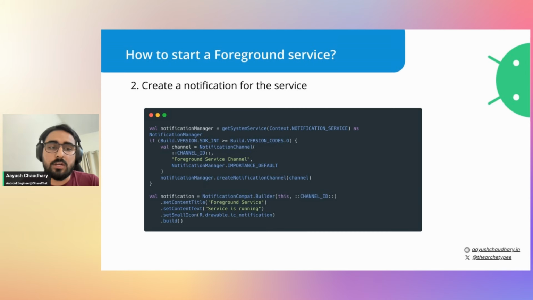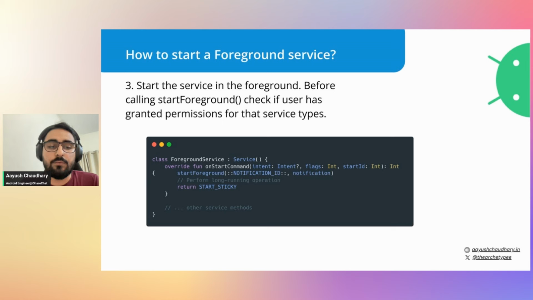Before calling startForeground, make sure the user has granted all the permissions needed for that service type. We will talk about service type later. Remember, if you start a service from the startForegroundService method, you have to call startForeground within 5 seconds. Otherwise, it will throw a ForegroundServiceDidNotStartInTimeException. To avoid this, you can always start it as a service and then promote it to a foreground service.